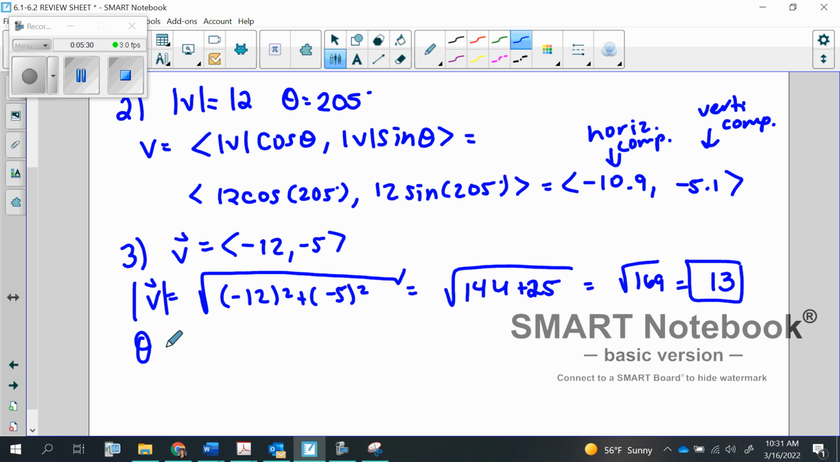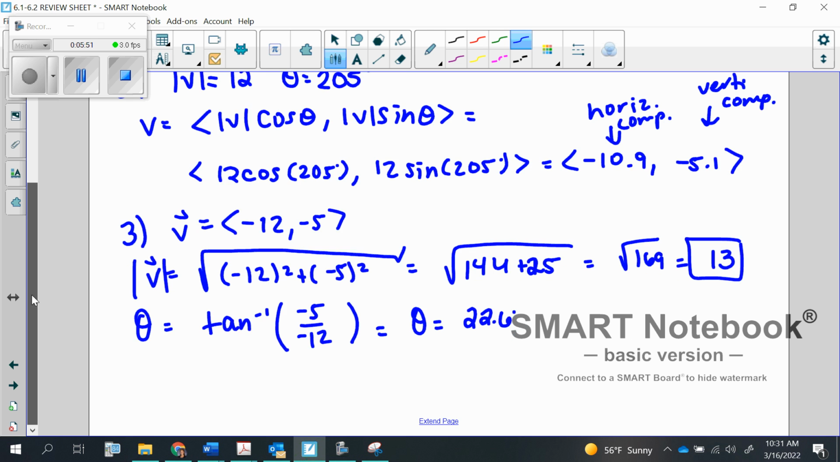And then my direction. When they say direction, they mean find me my direction angle. So we're going to do the inverse tan of the y component over the x component. Remember, that'll give me a positive. So my calculator is going to give me the angle. If I do that in my calculator, 22.6, and that'll be in degrees.